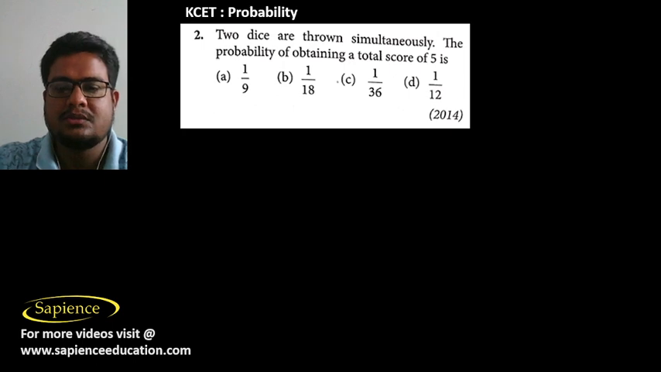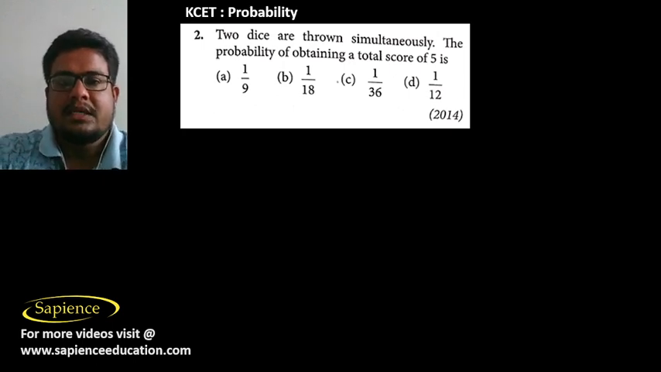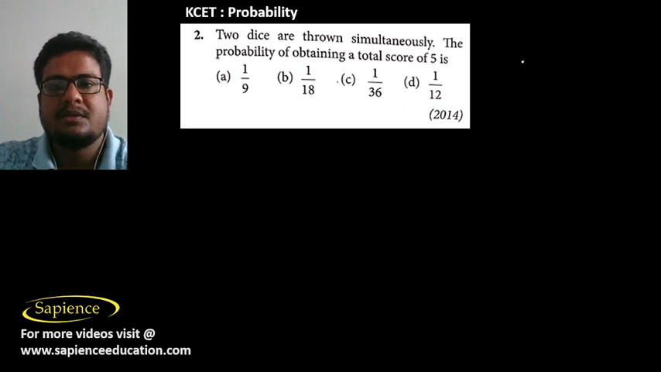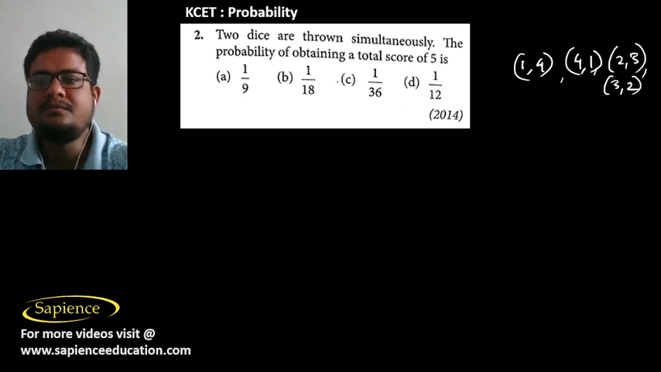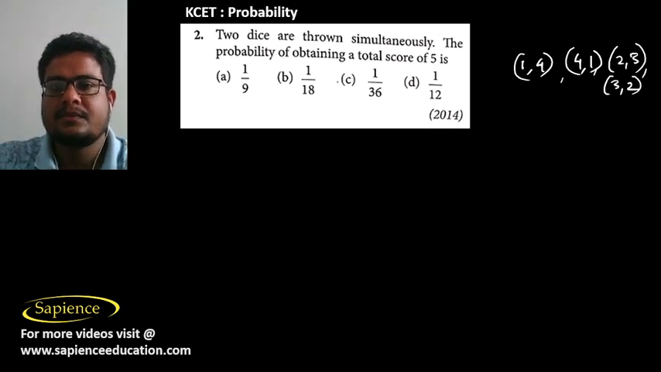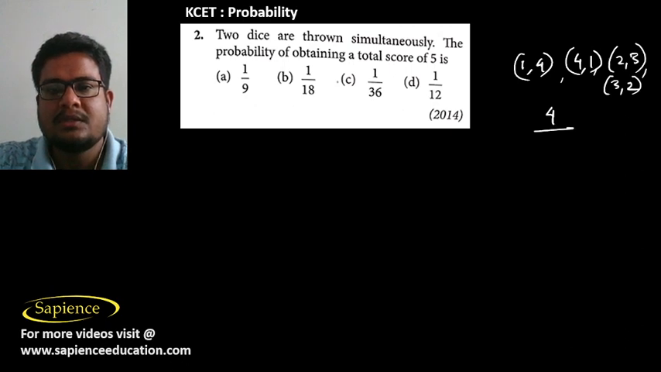Then in question number 2, it is told that two dice are thrown simultaneously. The probability of obtaining a total score of 5 is: 1 comma 4 can be obtained, 4 comma 1, or 2 comma 3, or 3 comma 2 can be obtained. So the answer will be 4 by 36, which is equal to 1 by 9. So option A is the correct answer.